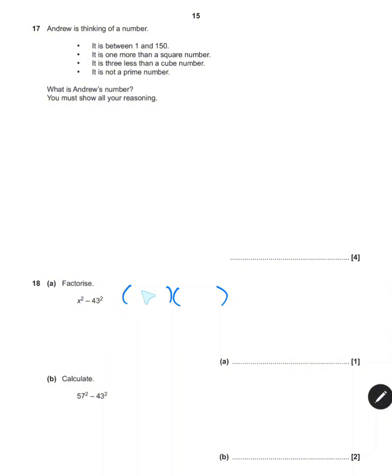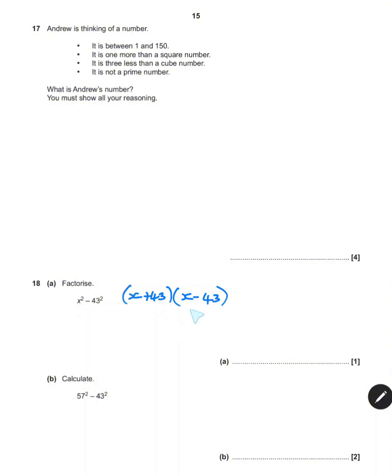This x squared term, I'm just going to put an x and an x in there. And this 43 squared, I'm going to put a 43 and a 43. And I'm going to add and subtract. This is how you factorise something called the difference of 2 squares. Square number.